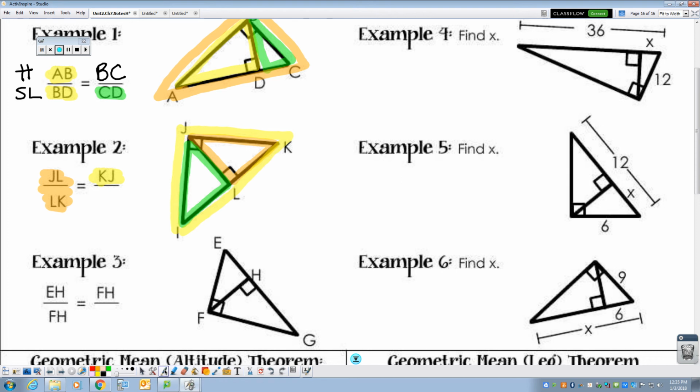Now we have to figure out what pieces do we have. Well, JL in the orange triangle is its short leg, and I hope mine isn't skewed. LK in that same triangle is the long leg. Now let's make sure it matches up for the orange triangle, yellow triangle. In the yellow triangle, KJ, short leg. Great. So I know my missing piece right here is the long leg of the yellow triangle. And the long leg of the yellow triangle is JI.